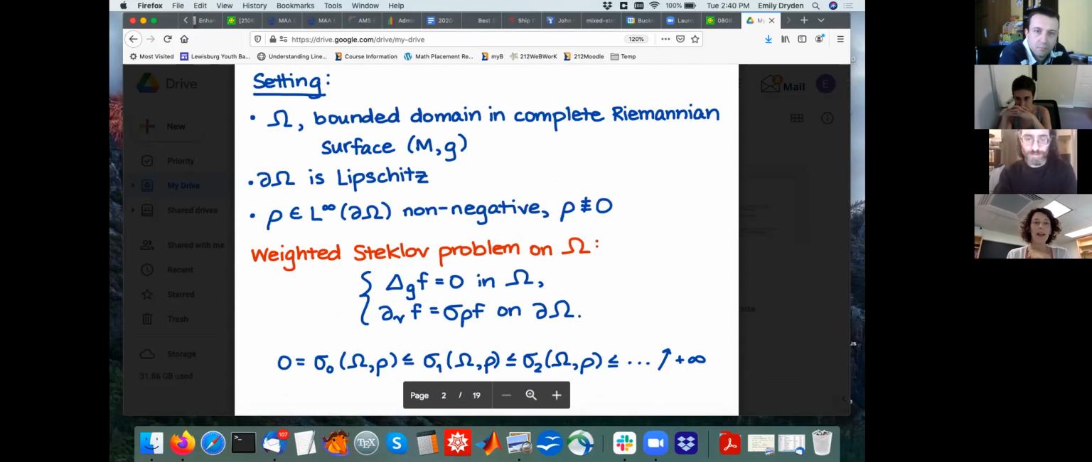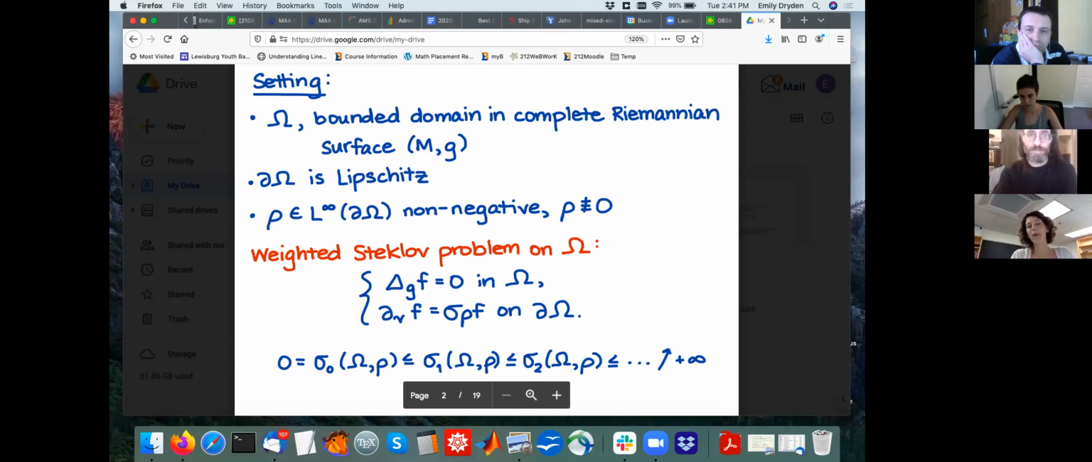So what's my setting? My setting is that I have some bounded domain, let's call it omega. It's in a complete Riemannian surface, Mg. I want to think of the boundary of omega as being Lipschitz. And I'm going to take some L infinity function rho on the boundary. That function is going to be non-negative and it can't be identically 0. All right, so with that, we can define the weighted Steklov problem on omega.